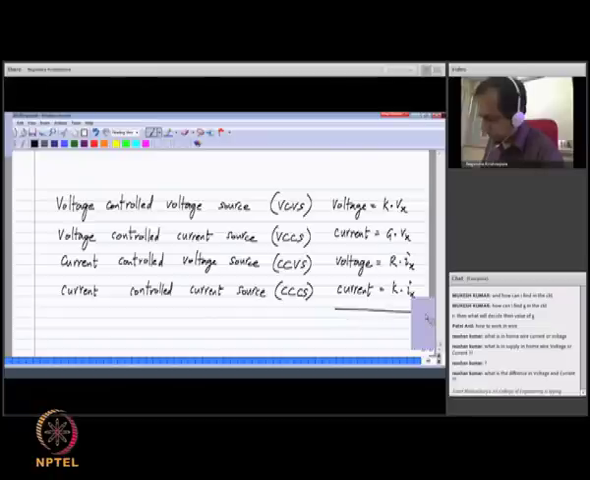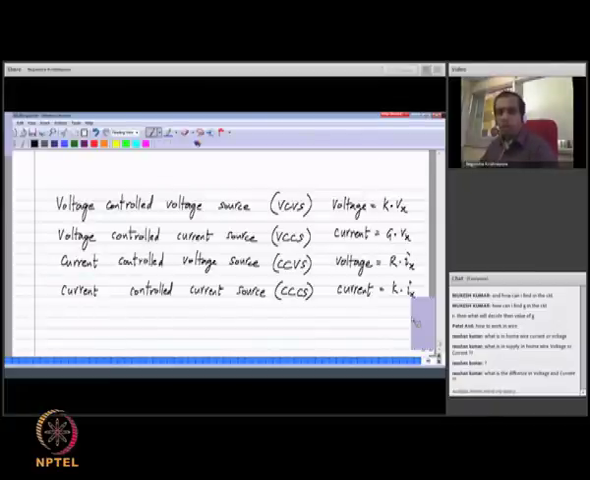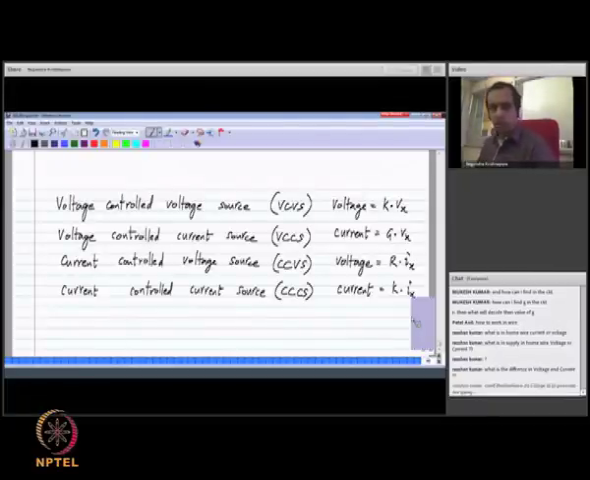Okay. So those are the basic definitions. Now I went through all four definitions because they are sort of routine. Now I will take all the questions. Any questions that you have regarding controlled sources or anything else.